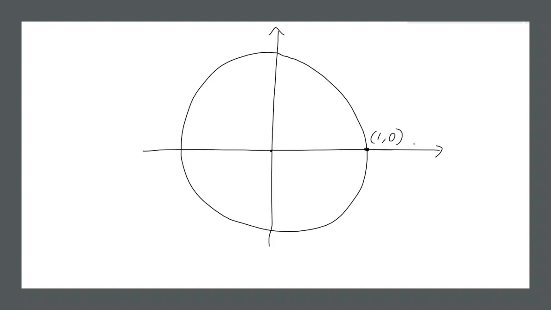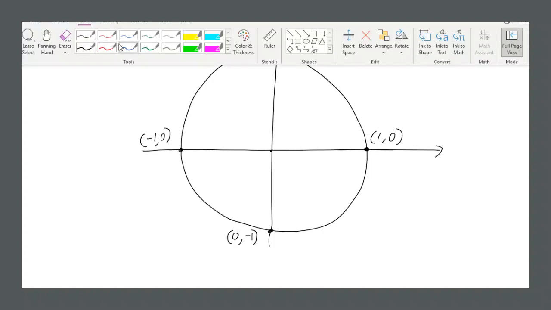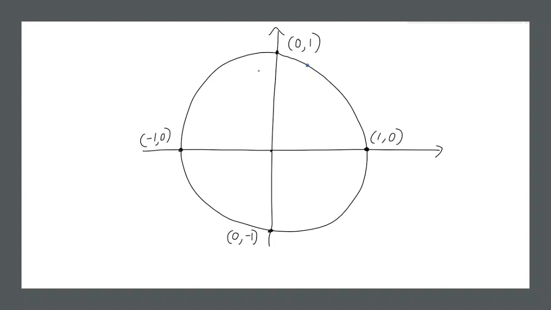So the coordinates of this point here are 1, 0. This top point here, 0, 1. The point on the left side here is -1, 0, and the point at the bottom is 0, -1. Now you can select a point anywhere along the unit circle and draw a line from the center of the circle, which is also the origin, to that point at the edge of the circle. That line is going to have a length of 1 because the radius of the unit circle is 1.